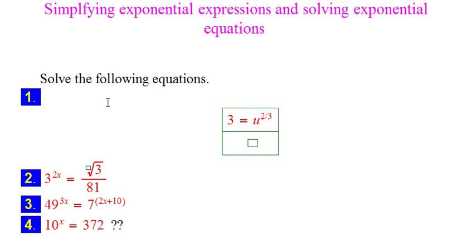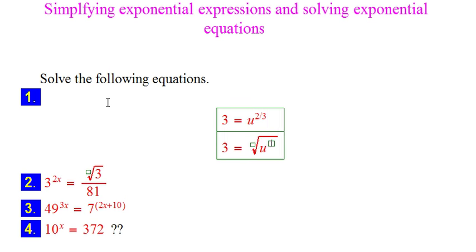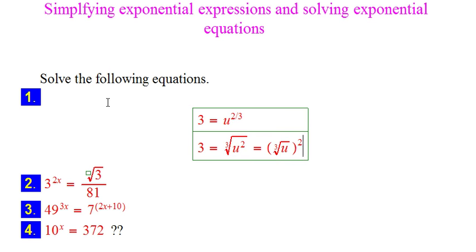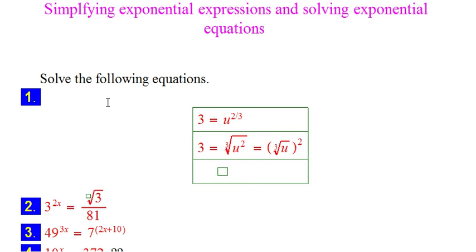Then we just need to strip that 2/3 power off the u. We could rewrite that as 3 equals, there's a couple of ways, the cube root of u squared. Or you can always do it in the other order, and sometimes that's really useful. That's the cube root of u and then squared. But I'm actually going to stay with the fractional exponent, and I'm just going to say, what can I do to both sides here that will undo that?